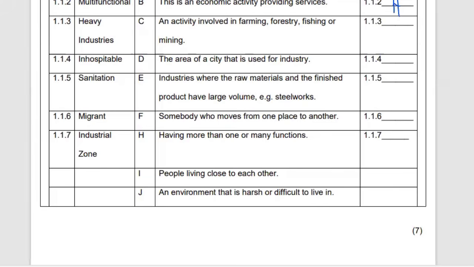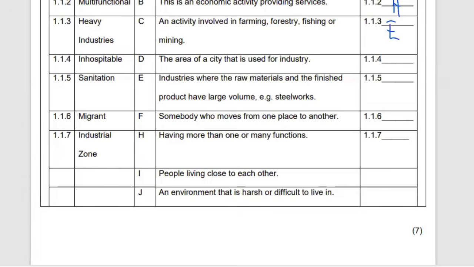Right, the next question is saying heavy industries. Remember, our industries are classified into heavy and light industries. What are heavy industries? Your heavy industries coincide with response E, which says industries where the raw materials and the finished product have large volume. For example, steelworks. Those are typical activities that are involved in heavy industrial activities.